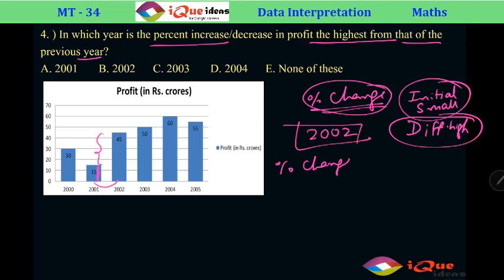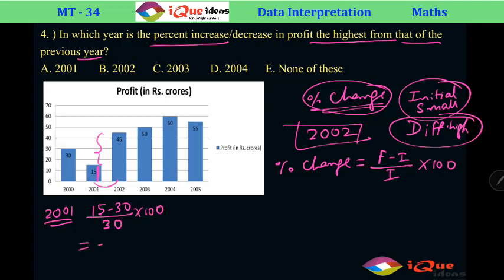How do we calculate it? Percentage change is equal to final minus initial upon initial into 100. Now 2000 we cannot start because the 99 value is not given. We'll start from 2001. So 2001, the net change will be 15 minus 30 divided by the previous year value 30 into 100, and that comes out to be 15 by 30 minus 1 by 2, that is minus 50%. So what it means is in 2001 it has decreased by 50%. All right, good.